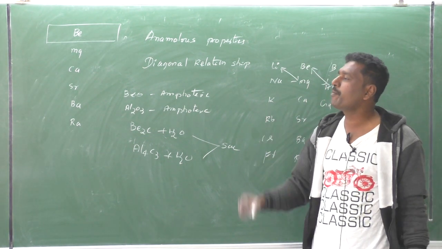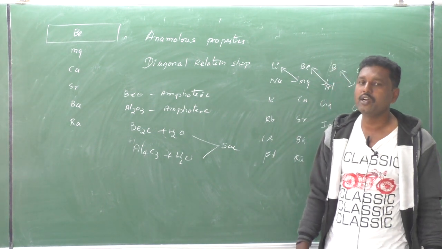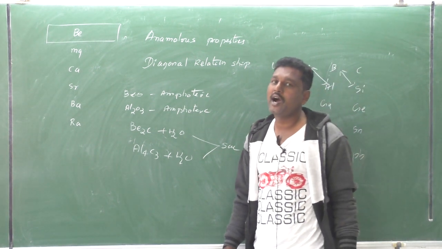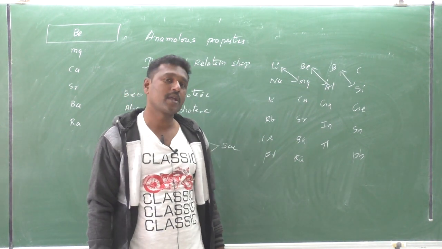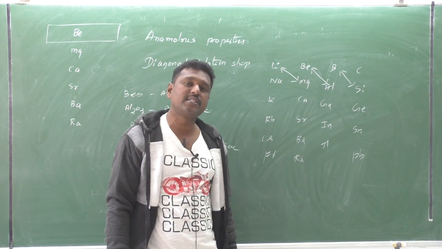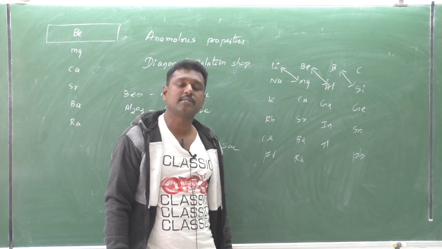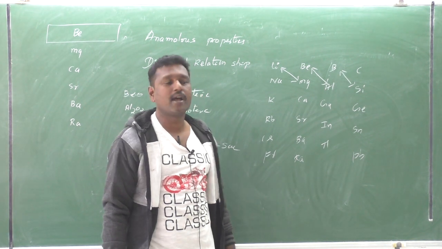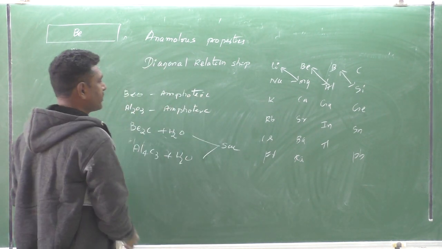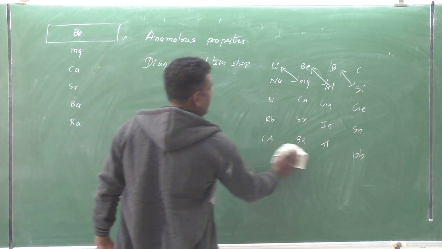Why do beryllium and aluminium have similar properties? Because of similar electronegativity and similar size of the cations. Because of these two reasons, they exhibit similar properties. Similarity in the properties is called diagonal relationship.